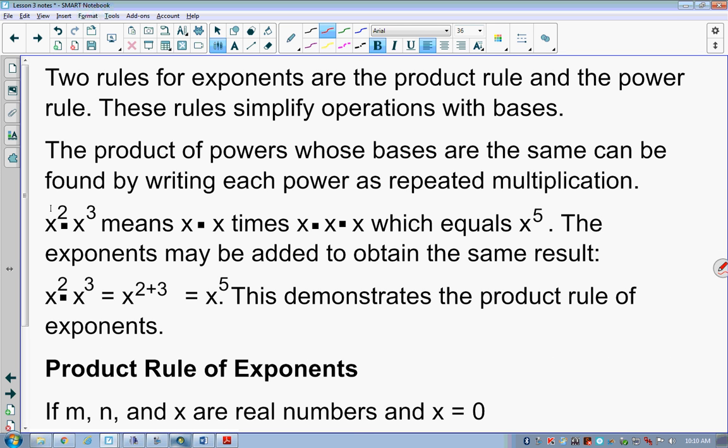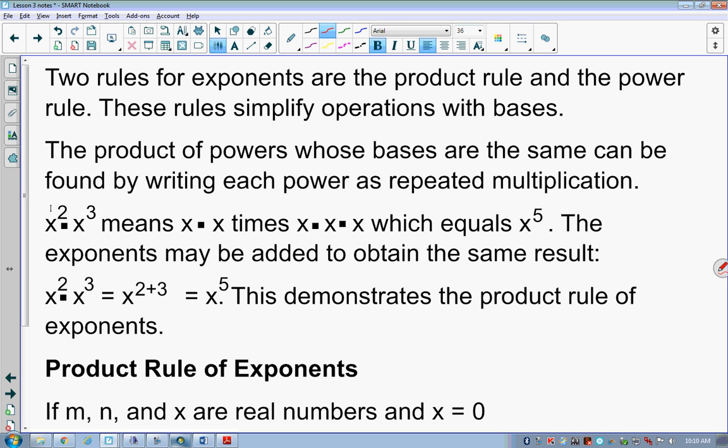So, again, this all looks like a lot. It's really not that complicated. And I know I'm talking really fast, but that's so that we can get to some of these questions and actually put hands on paper. 2 rules for exponents are the product rule and the power rule. If you understand these 2 rules and can keep them separate, you'll be miles ahead. These rules simplify operations with bases. The product of powers, okay, product means what?